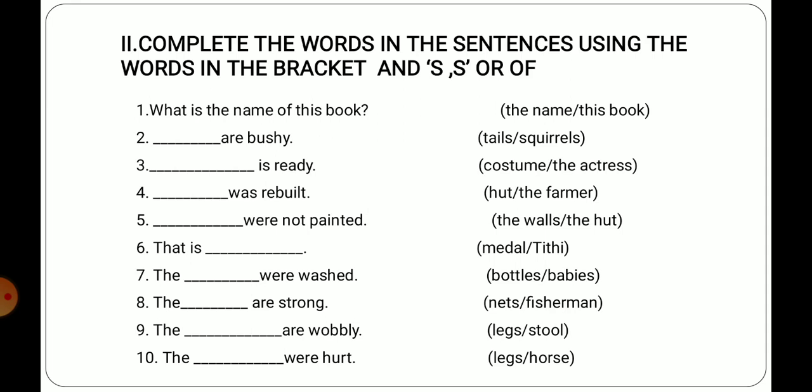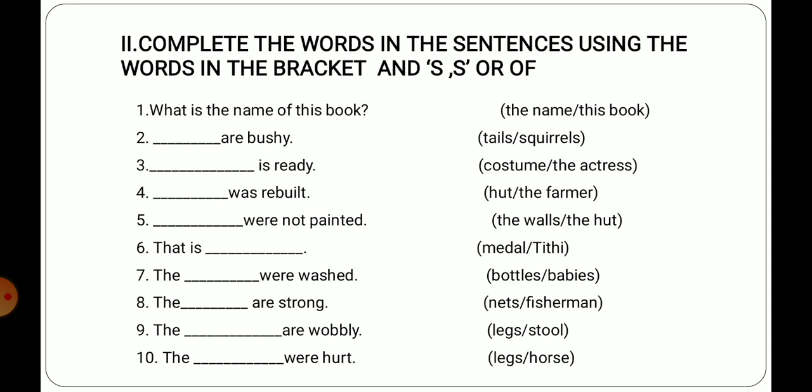Second, the actress costume is ready. Now, actress is ending with S. So, we will just put apostrophe. The farmer is singular. So, you will be putting the farmer's apostrophe S and hut.